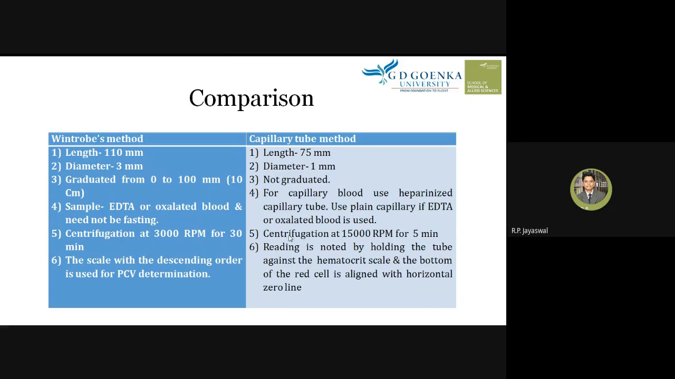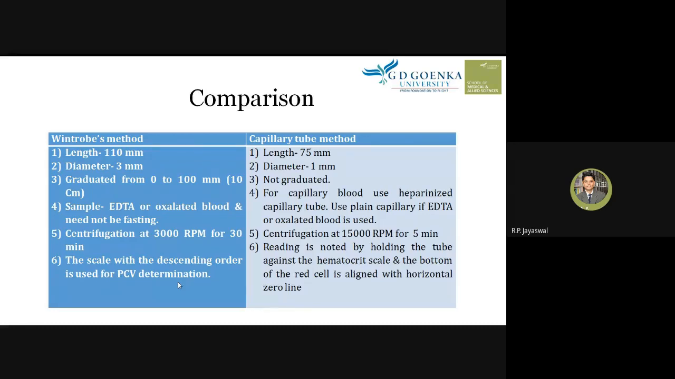Whereas in the capillary tube method, centrifugation at 15,000 rpm is required for 5 minutes. So you can see the difference in the centrifugation process. The scale with the descending order is used for PCV determination. Like you have seen in the picture of the Wintrobe tube, there are two scales, one labeled 0 to 10 in the upward direction, another labeled 0 to 10 in the downward direction. Descending order means from downward to upward direction. We collect the packed cells, note the level of packed cells, and after that we can give the results.